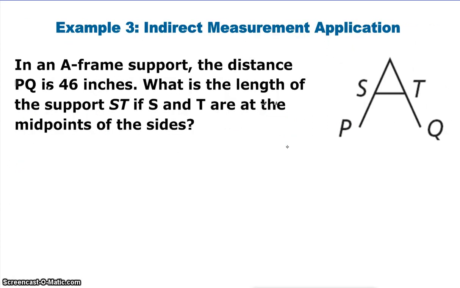Alright, so here's a word problem. It says in an A-frame support, the distance of P to Q is 46 inches. What is the length of ST if they are at the midpoints? So this would be a midsegment here, and it must be half of PQ, so ST must be 23, and don't forget your units here because it told us inches.